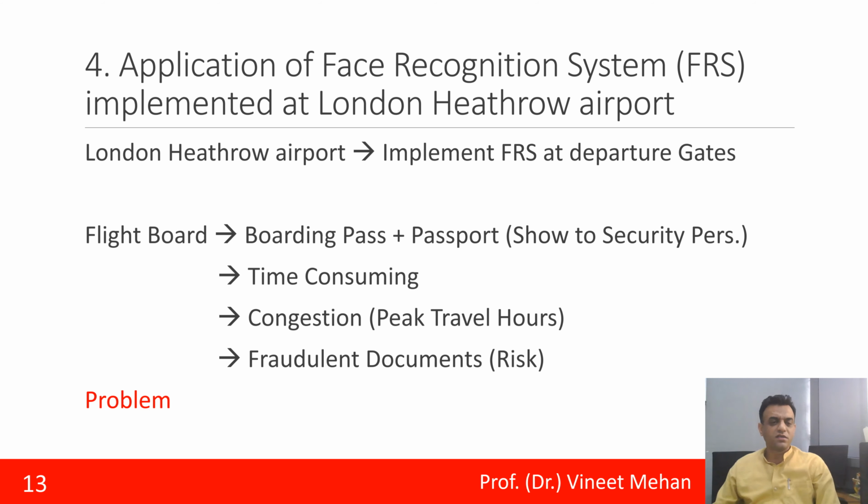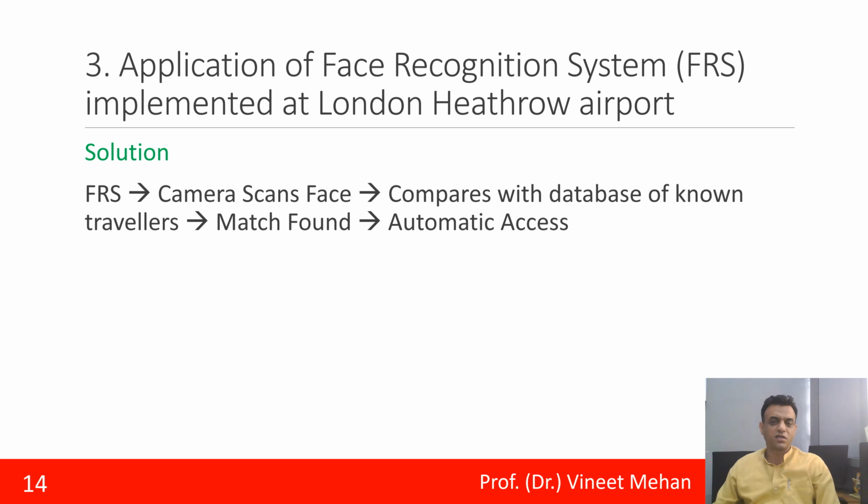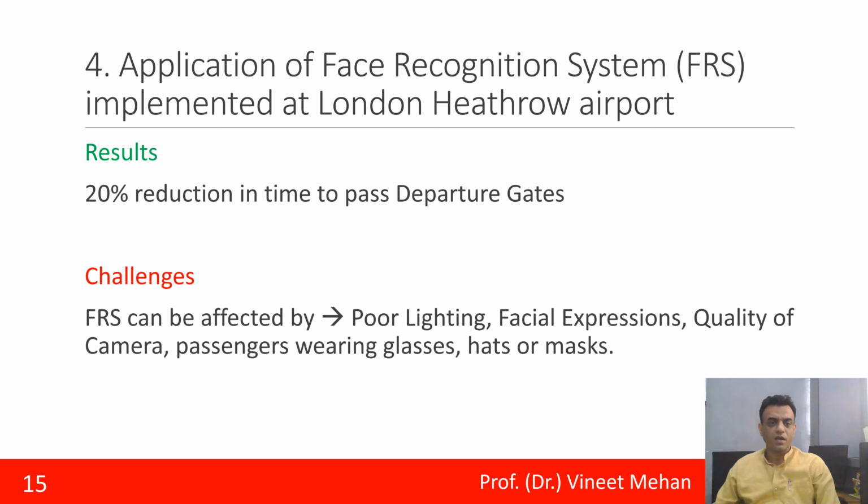So they rectified this by the solution, that is the face recognition system. Camera scans the face, it compares with the database of known travelers, and when the match is found, automatically the access to gates is granted. Then the result is that there was a 20% reduction in time to pass the departure gates.